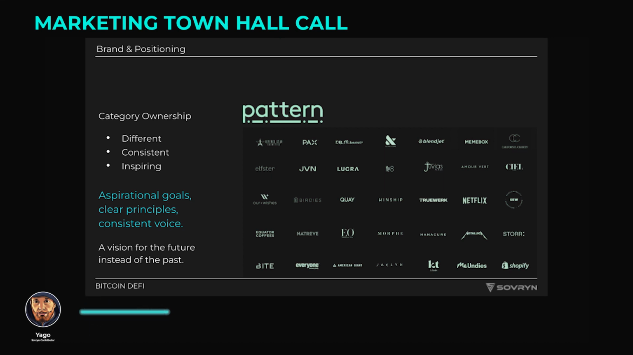So that means providing aspirational goals, clear principles, and a consistent voice. And this ties back into what we were talking about a moment ago about having the focus on the long term, where the way we create that category is talk about the category that we are creating, not so much the category that we have created already. And in so doing, providing a vision for the future instead of talking about what we've already accomplished in the past, although that can be supportive evidence for why we will continue to accomplish things in the future.